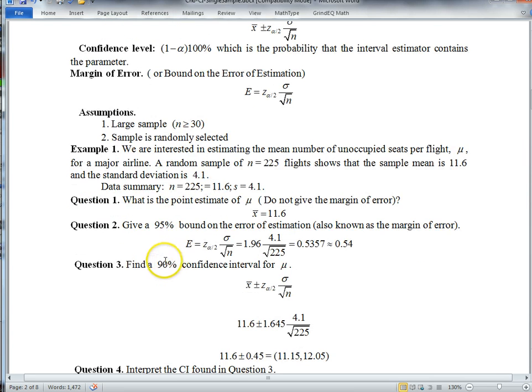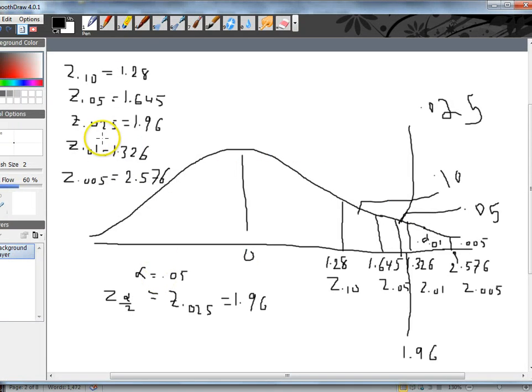So if I ask you to give me a bound on the error of estimation, or the margin of error, but I want a 95% bound on the error of estimation, that means 1 minus alpha is 95%, which means alpha is 5%. That would mean alpha over 2 is 0.025, and the corresponding z value would be 1.96. Okay, so 95% confidence means 5% alpha, alpha over 2 is 0.025, and the corresponding z is 1.96.